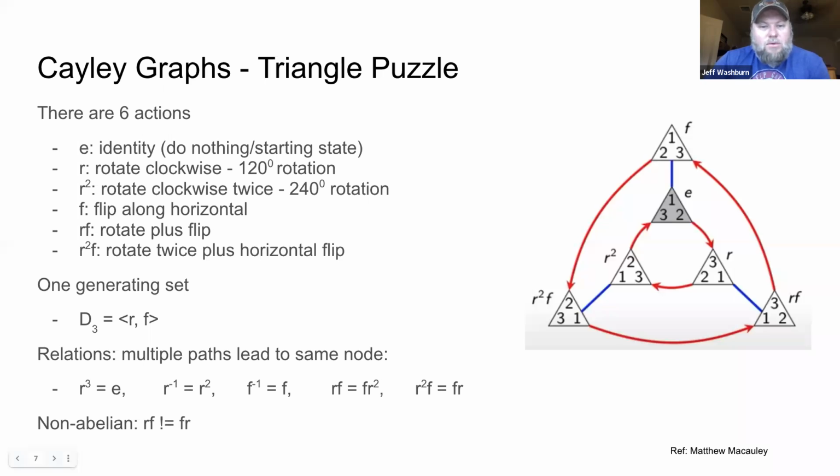What we're showing here is the generating set of D3. We have 2 actions we can take, R and F, a rotate and a flip. Then the relations are the multiple paths that lead to the same node, for example, like I said, R cubed.